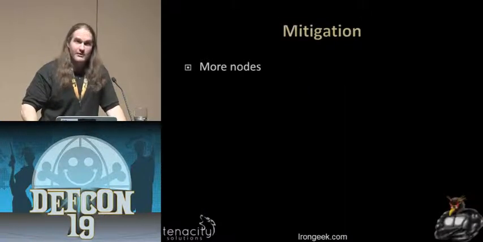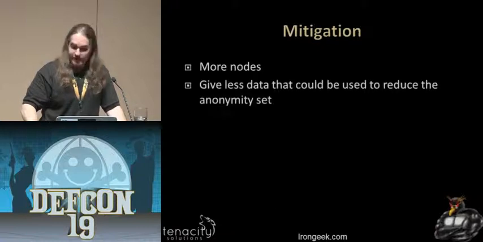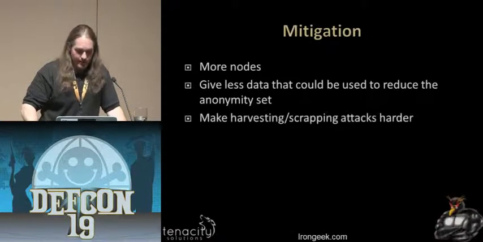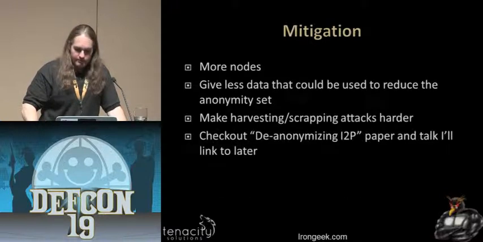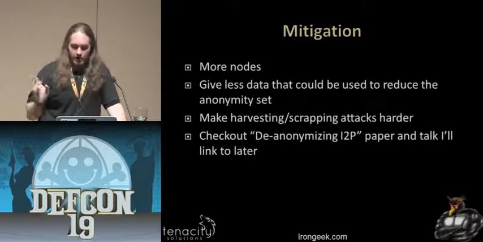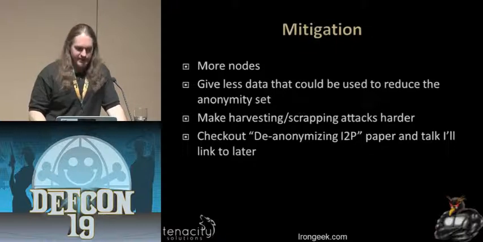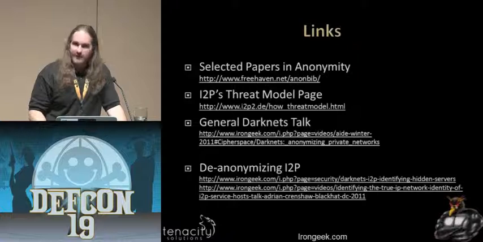Mitigations, well, more nodes helps. Being a smaller needle in a larger haystack. Giving less data also helps, which is a good reason why in I2P we pulled out the server header in newer versions, making harvesting and scraping harder. Check out my article on de-anonymizing I2P later on, and I go into a lot more detail of how those attacks work. Various links out there for if you want more information on this, and this is all on your DEFCON CD.